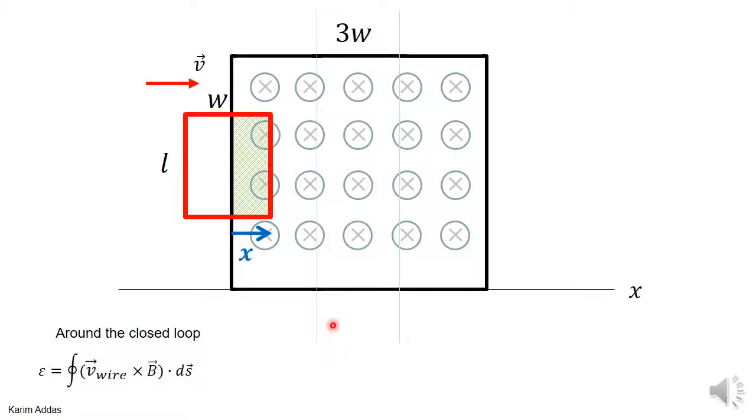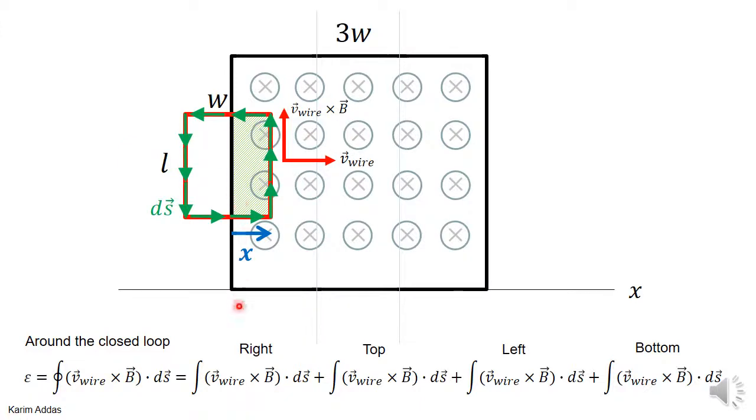So we want to get the EMF going around the loop this way using the V cross B dot ds rule, this rule. So you want to go around a closed loop. So first we need to determine the direction of the ds vectors. These are the ds vectors. They're going around this way. And then we have 4 sides. We have the right, we have the top, we have the left, and we have the bottom.